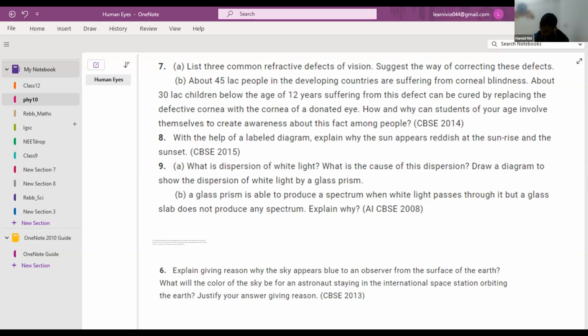This is also because of atmospheric pressure. You are right, but that is called delayed and advanced sunset or sunrise. Clear? Yes, sir. Now the next question will be answered by Tejasvi.